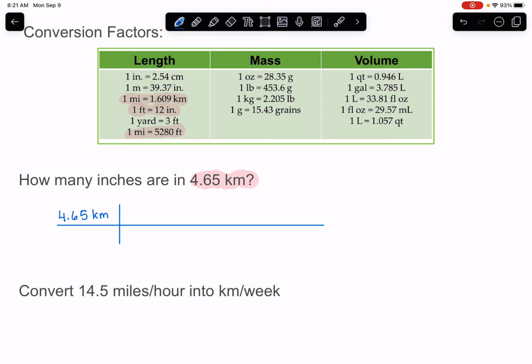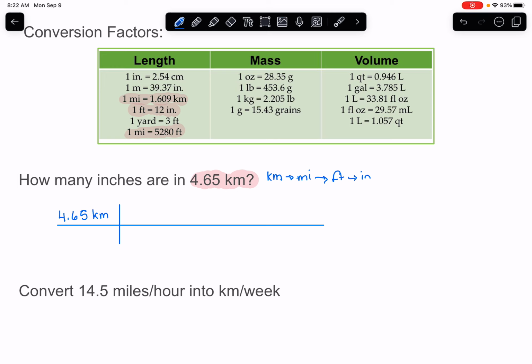So I'm going to write down that plan over here off to the side, and if it's helpful to write this down every time you do one of these problems, then that's fine. So I'm going to go from kilometers to miles, miles to feet, and then feet to inches, and that will give me the correct answer.